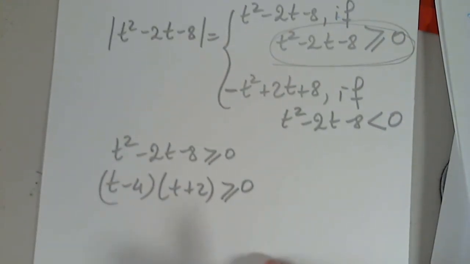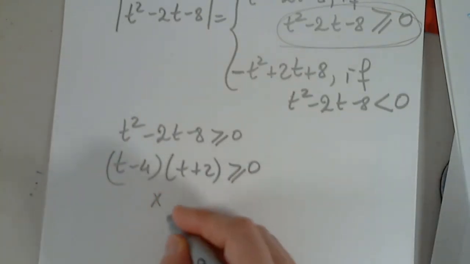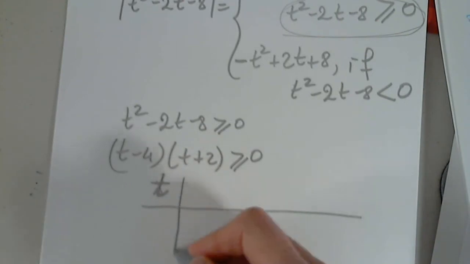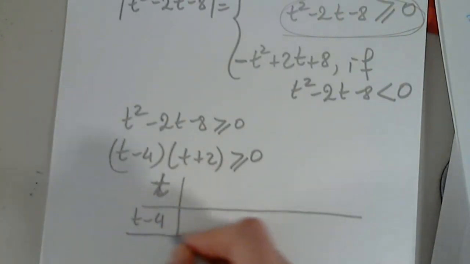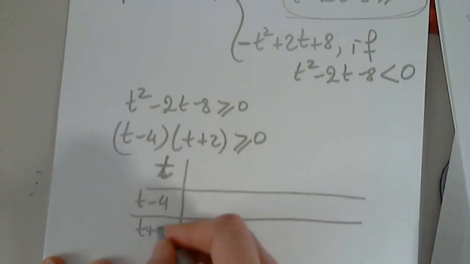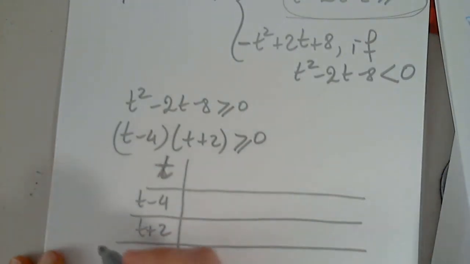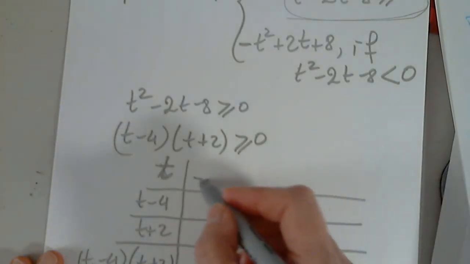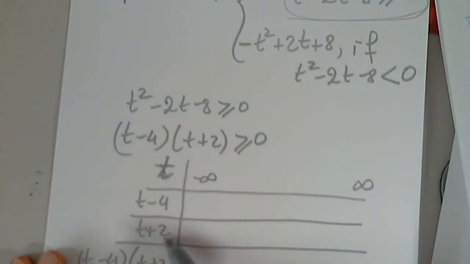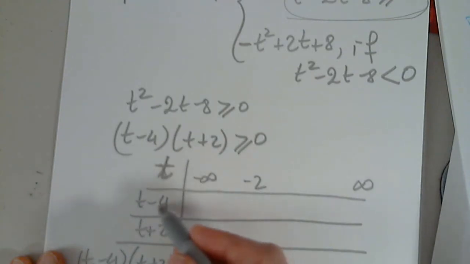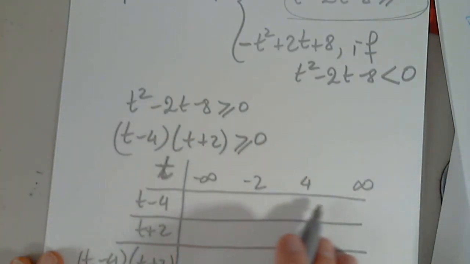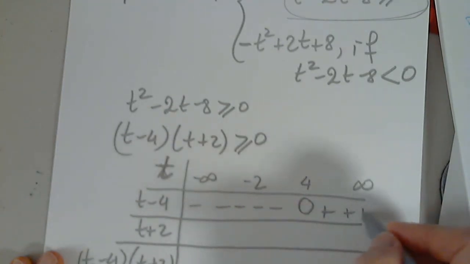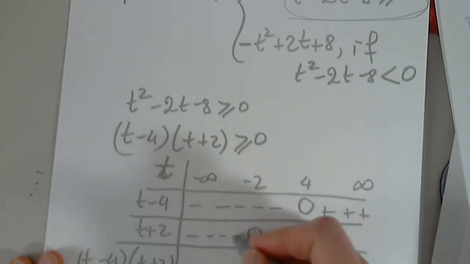You can graph this to see the sign, or what I like to present is that table in which I study the sign of each factor, and then I get the sign of the product, t minus 4, t plus 2, from negative infinity to infinity. Obviously, this is 0 at negative 2, and this is 0 at 4. The numbers have to be in ascending order. 0 here, and the sign is negative and positive. 0 here, the sign is negative and positive.